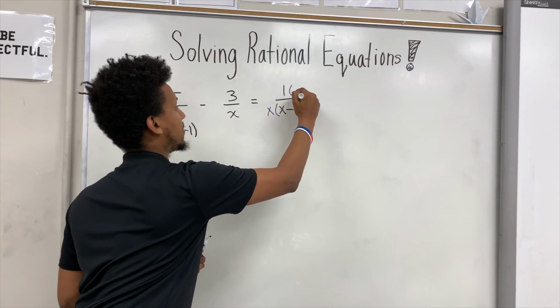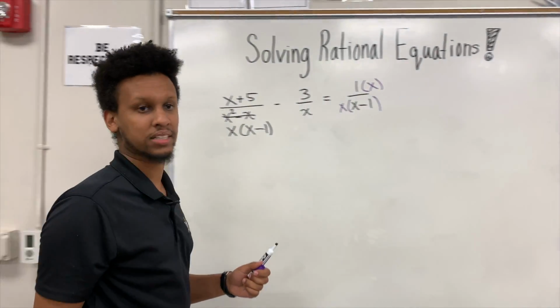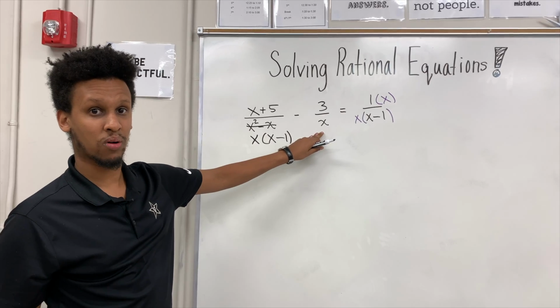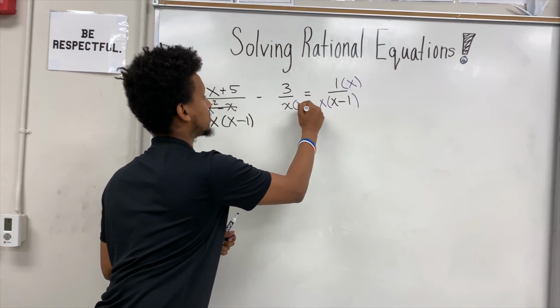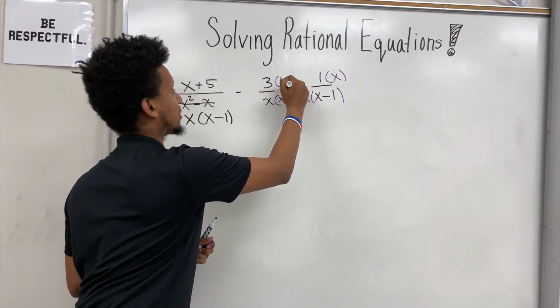x. I'm going to multiply this by x. This one needs an x minus 1, so I'm going to go ahead and give this an x minus 1 and an x minus 1.